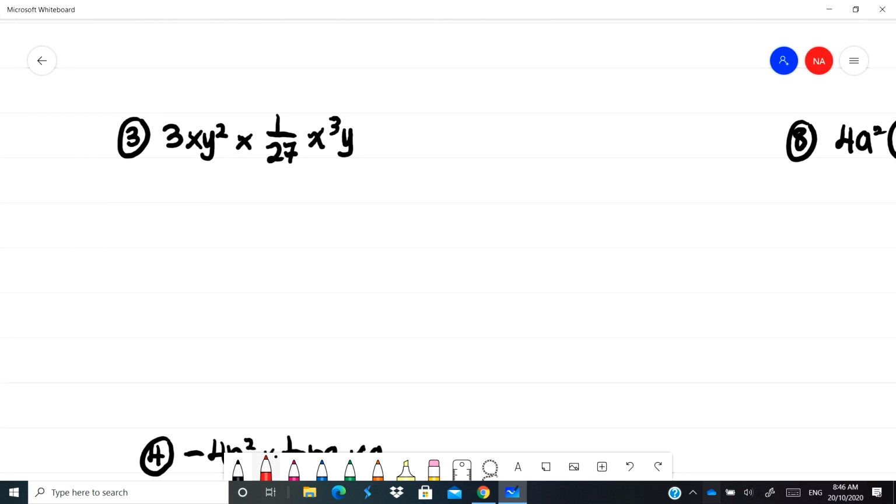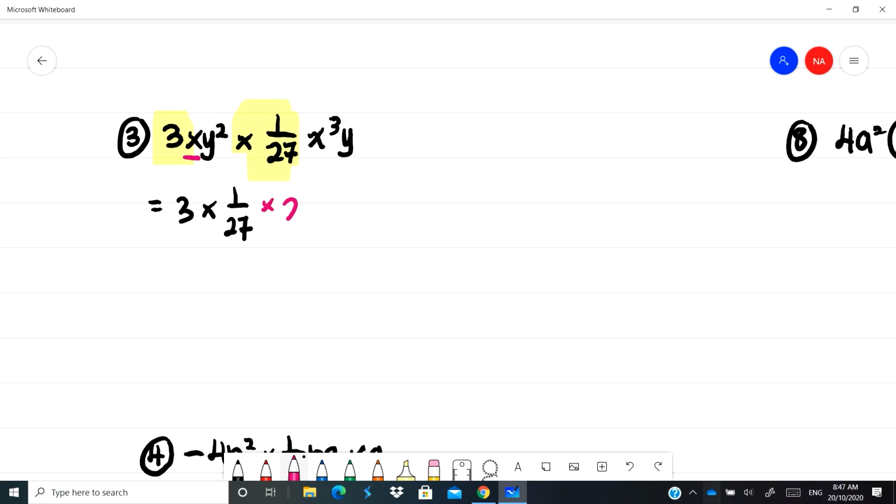Alright. So let's look at number 3. We have this, right? So this is quite interesting here, where we have 3 multiplied by 1 over 27. So we'll just write the number first. So 3 multiplied by 1 over 27. Okay. Now I'm going to have the x. So I'll have x, right? So I'm going to underline it.